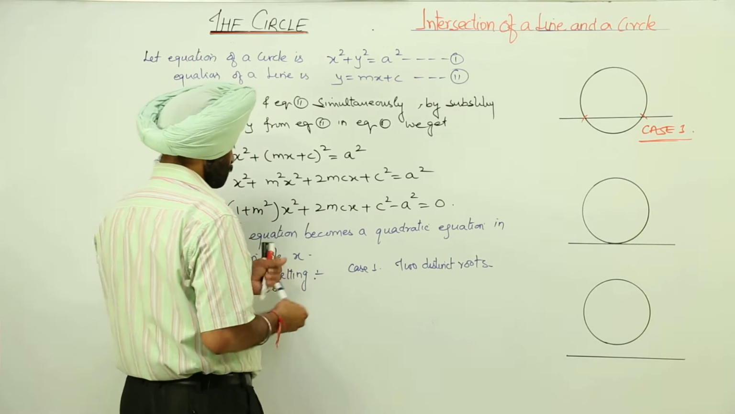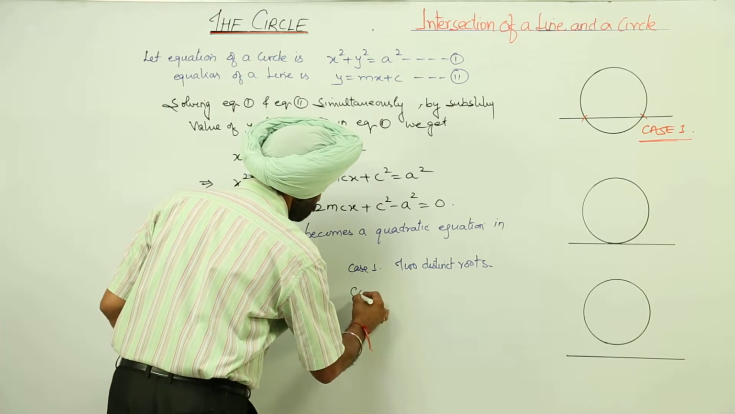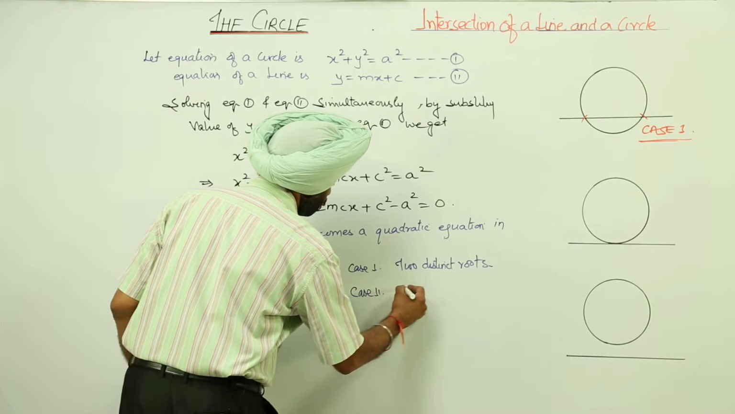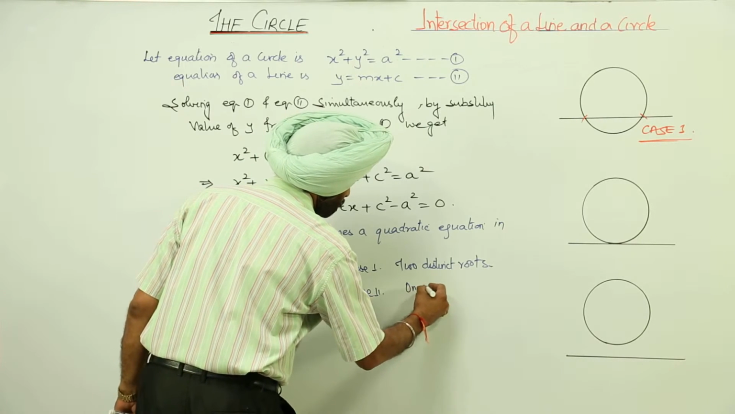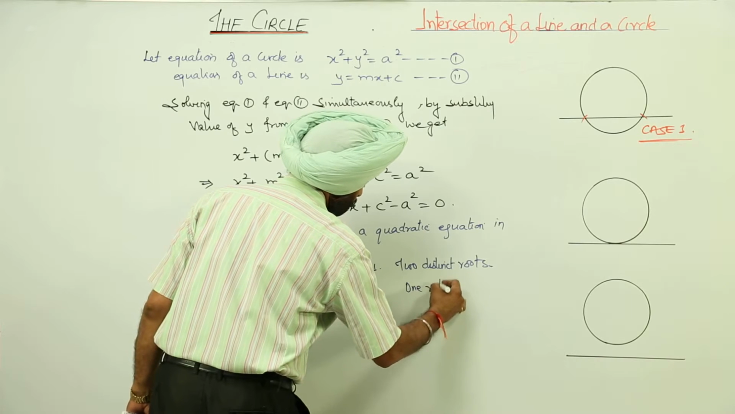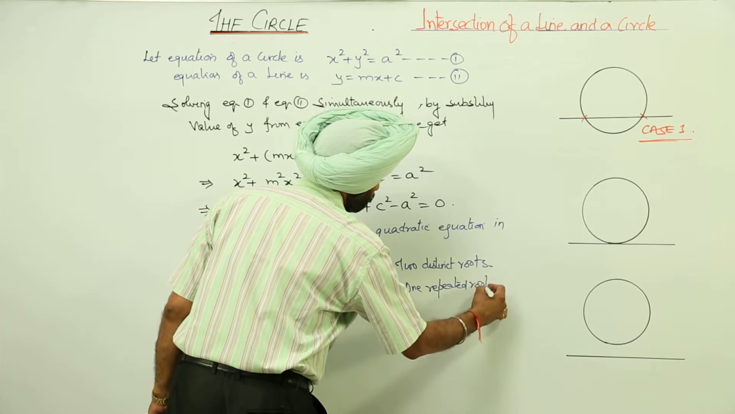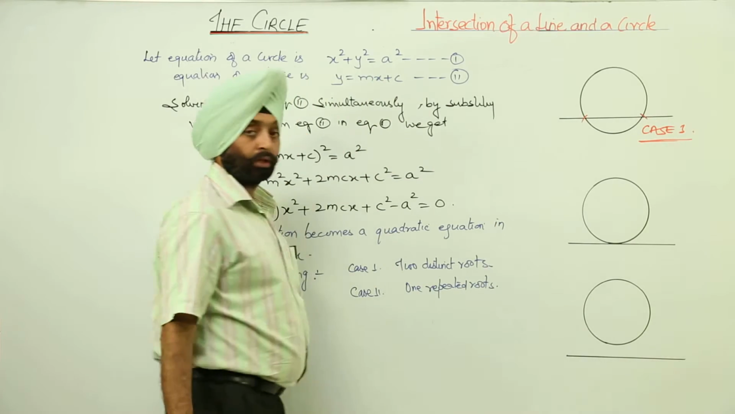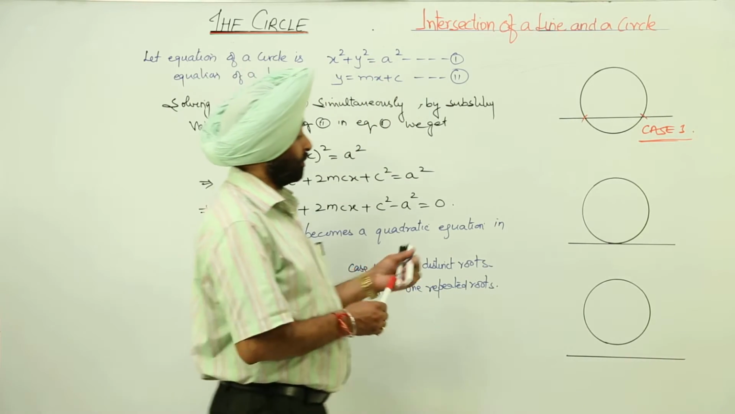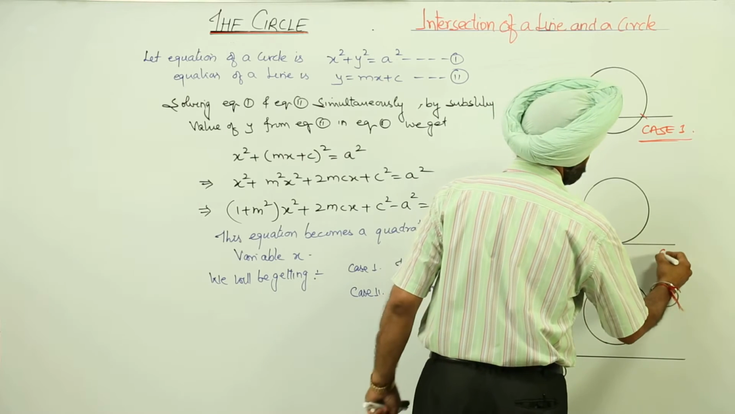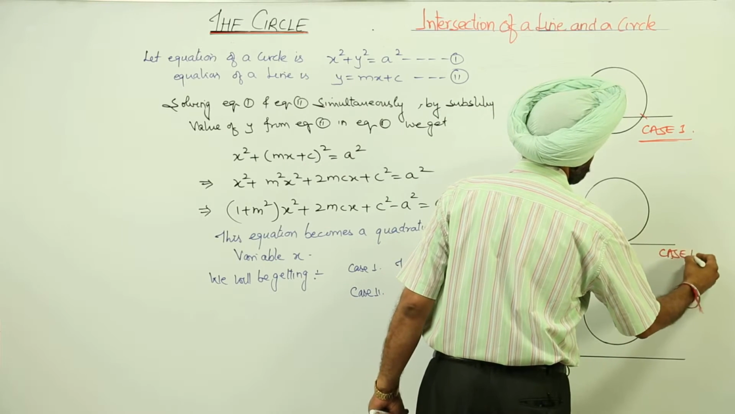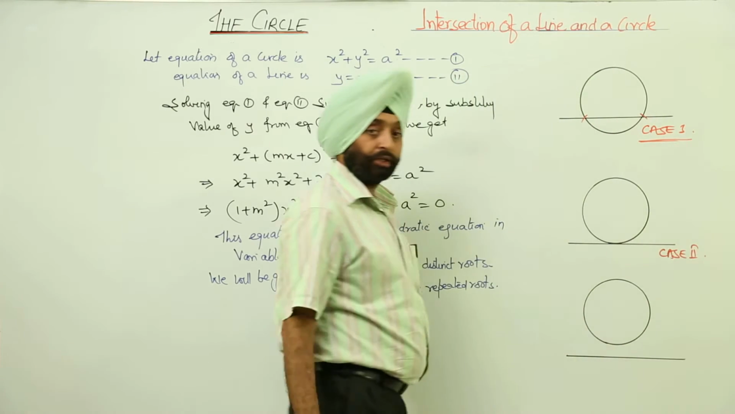Now, case 2, one repeated root, okay, that will be which one? This one. This will be the repeated root.